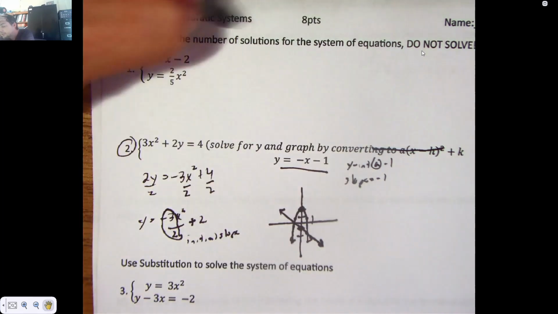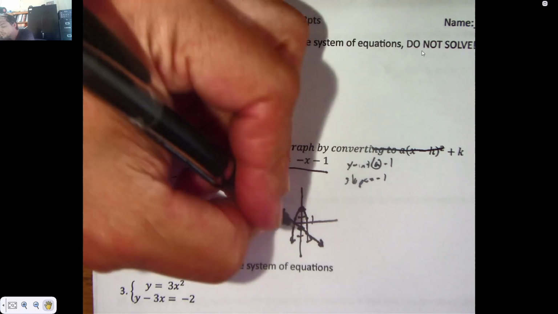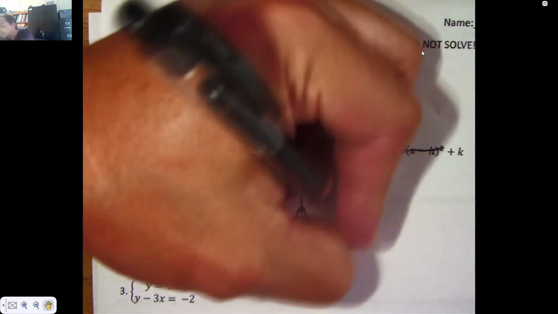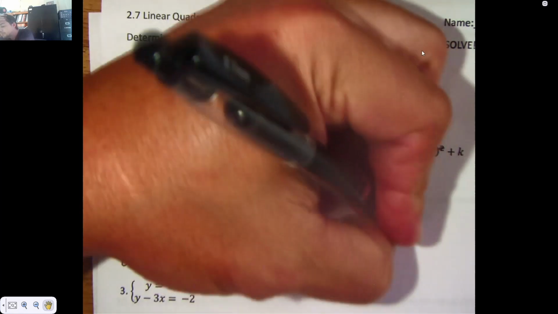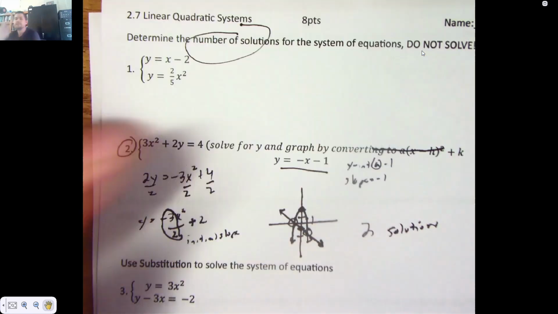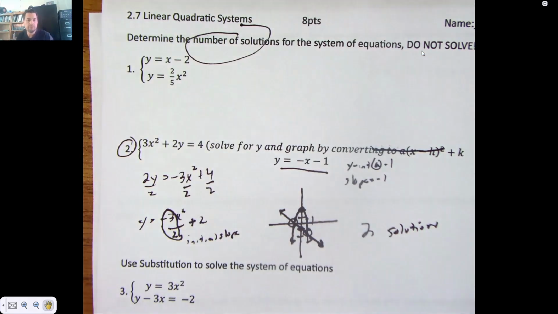Now it says determine the number of the solutions. There's one there, there's one there. It has 2 solutions. That's all it says. It doesn't say answer the question. It doesn't say what are they. It says determine the number. Nothing more.